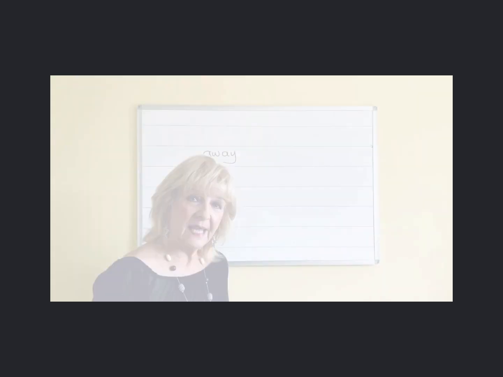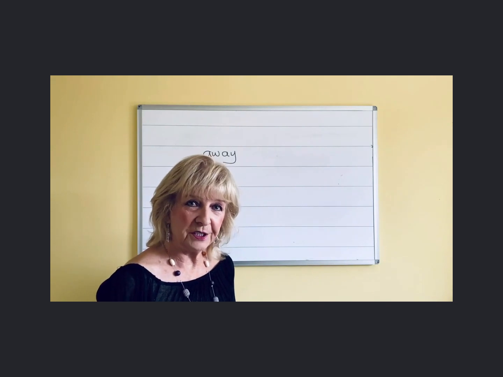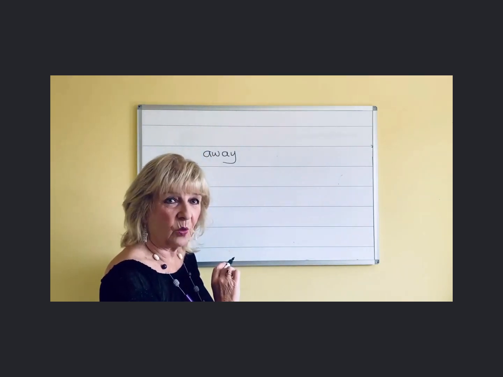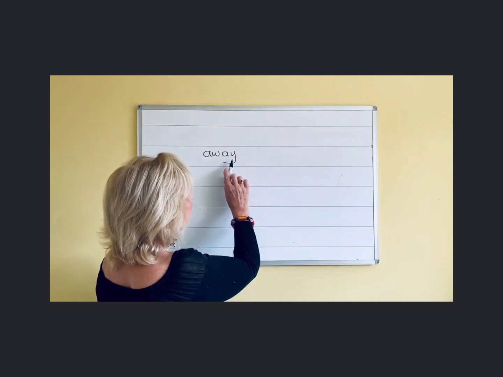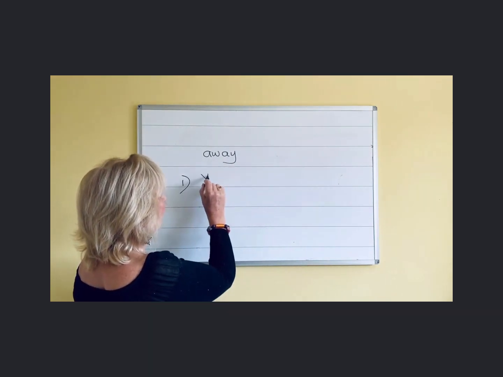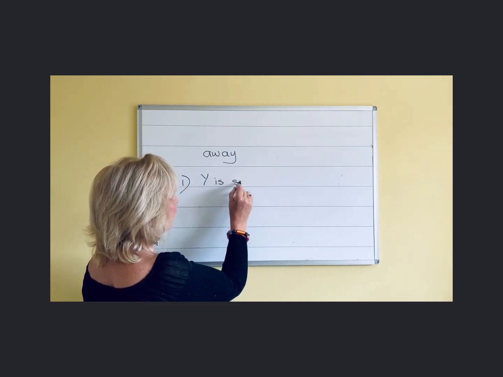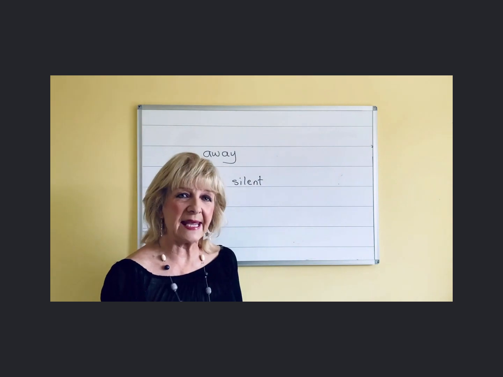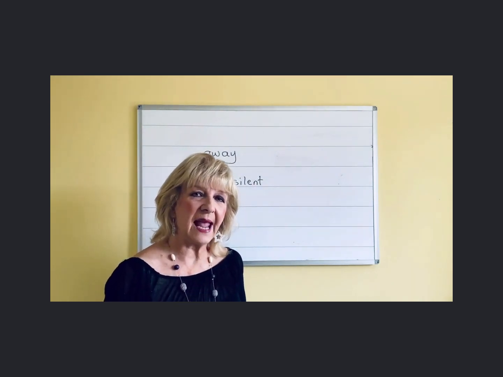We're going to look today at Y in a word. And there are three things to consider when we look at Y in a word. And in this particular one, Y is silent. So that's number one. Y is silent. So when we say away, the last sound is the A.